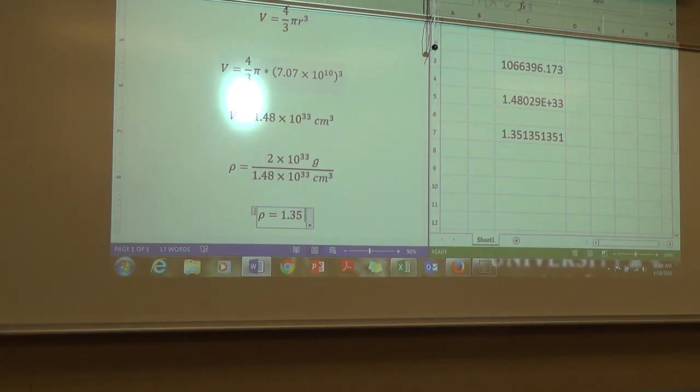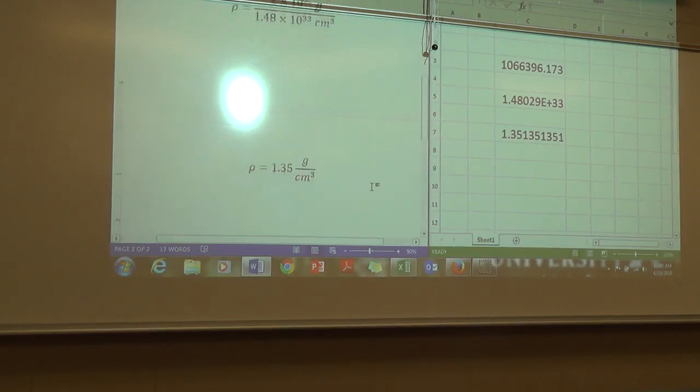Then you ended up multiplying instead of dividing. Let me show you what you probably did, okay? Let me finish writing grams per cubic centimeter. What you probably did on your calculator was type something like 2 times 10 to the 33, divided by 1.48, and then times 10 to the 33.